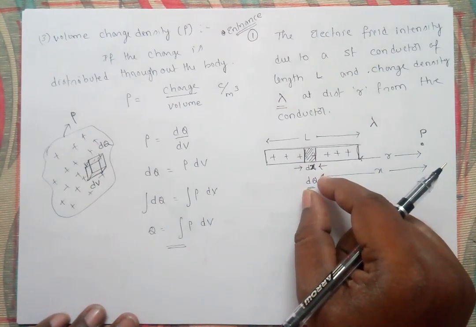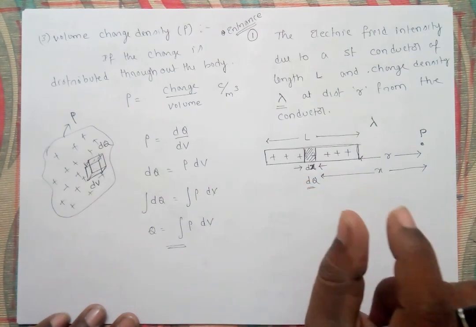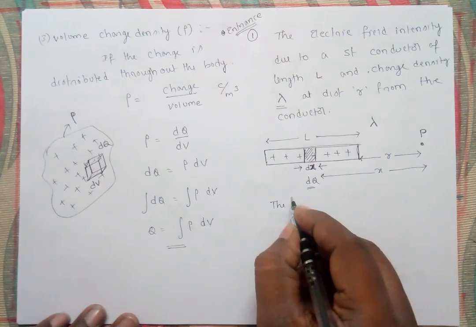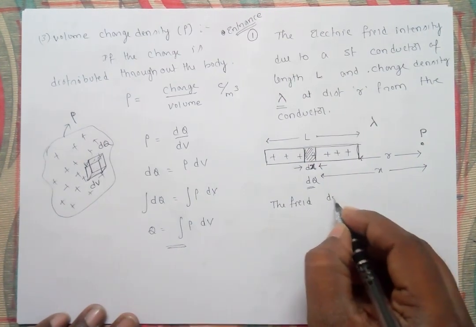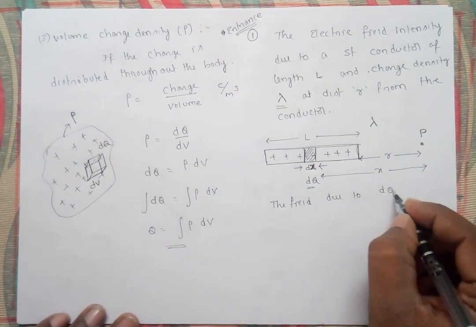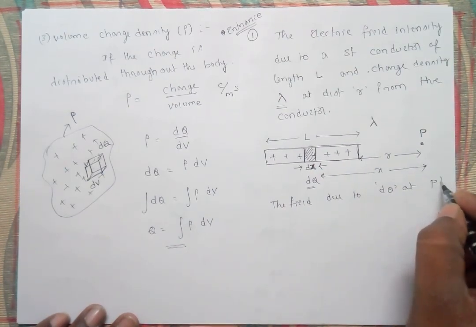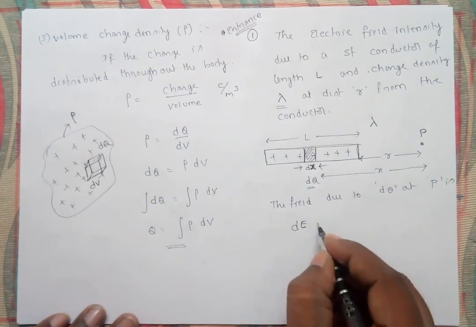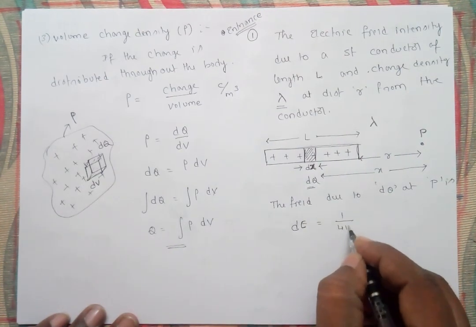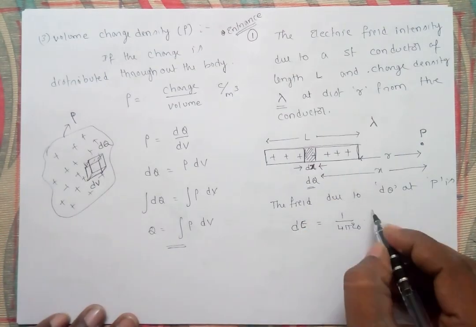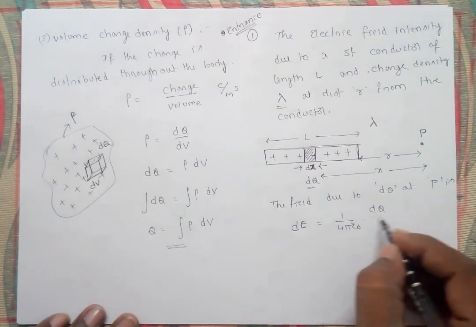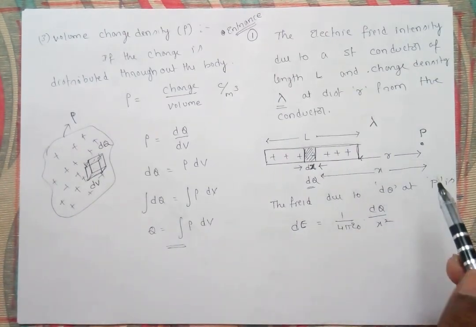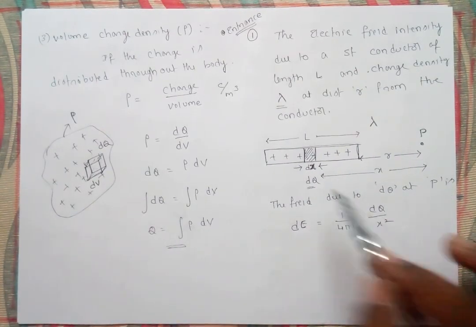The electric field intensity is not the total one; it is due to a small part of the conductor only. That's why the field due to dq at P is not the complete field, so we write dE equal to 1 upon 4 pi epsilon naught into dq by x square, where x is the distance.